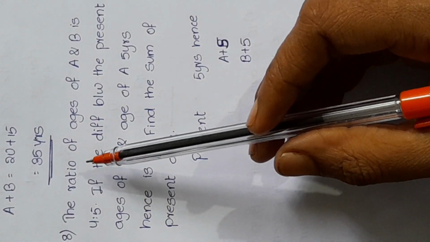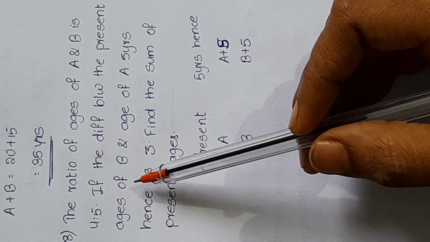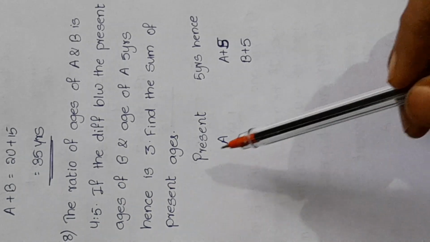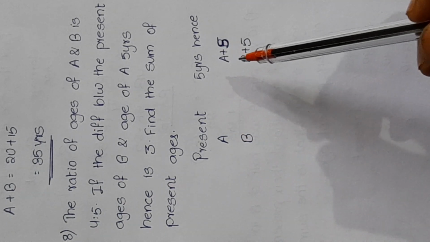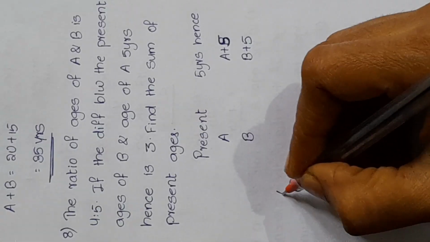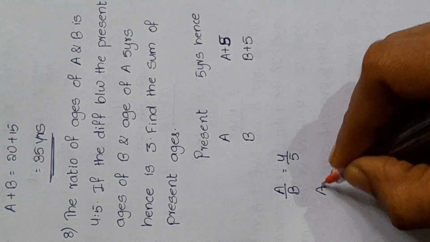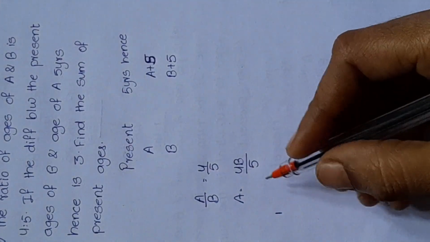8th question. The ratio of ages of A and B is 4:5. If the difference between the present age of B and the age of A 5 years hence is 3, find the sum of the present ages. Let the present ages of A and B be A and B. 5 years hence it becomes A plus 5 and B plus 5. The ratio of A is to B is given as 4 by 5. So A becomes 4B by 5. We got A is equal to 4B by 5.